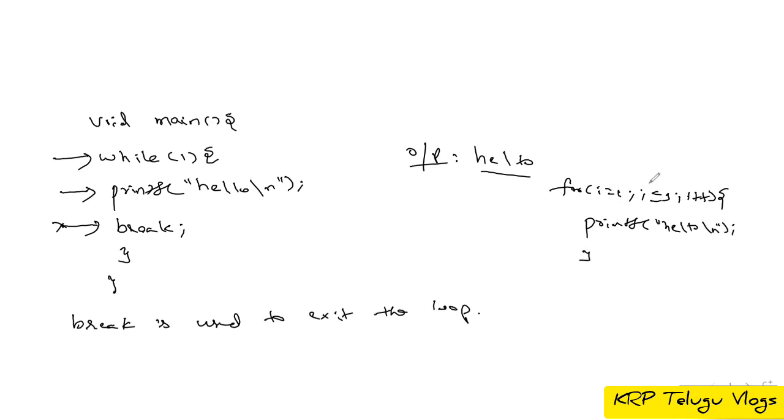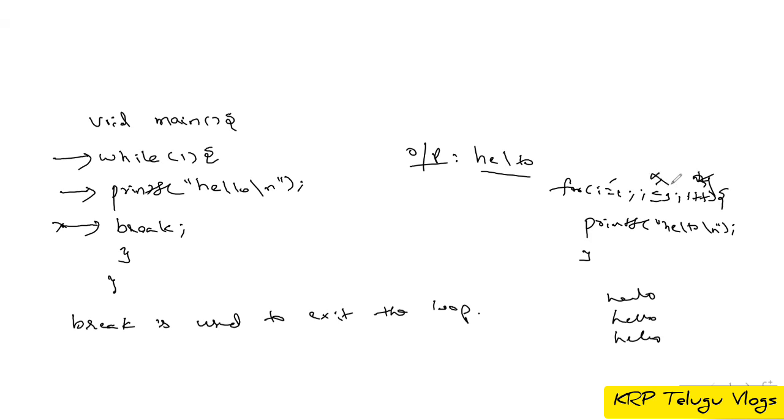So when i is 1, i less than or equal to 3 is true, so first hello will be printed. i will be incremented to 2. 2 less than or equal to 3 is true, again hello will be printed. Next, 3 less than or equal to 3, again hello will be printed. Next, 4 less than or equal to 3 is false. It will break the loop.